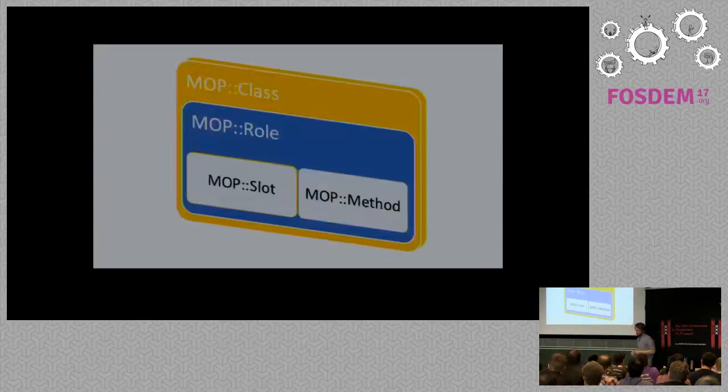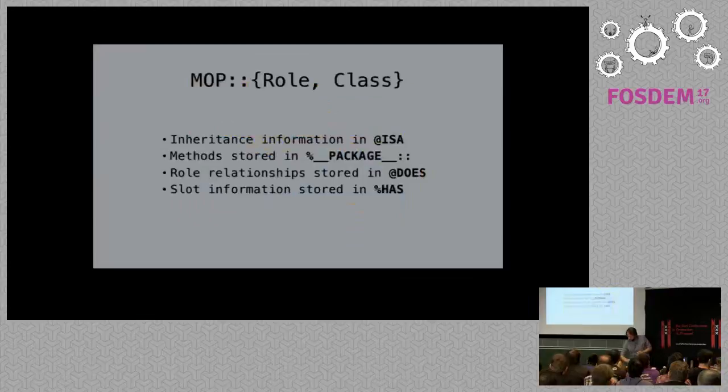Sorry, this was what I was talking about before. Inheritance information is in the ISA. The methods are stored in the actual package stash. The role relationships in does, and the slot information in has. Produces a very small overhead.